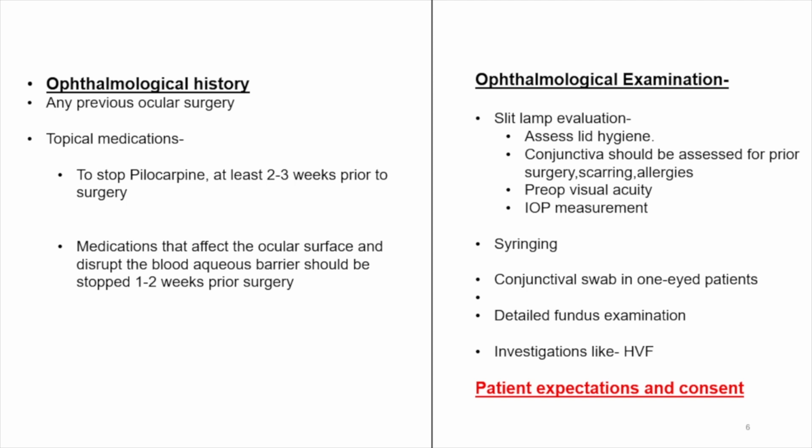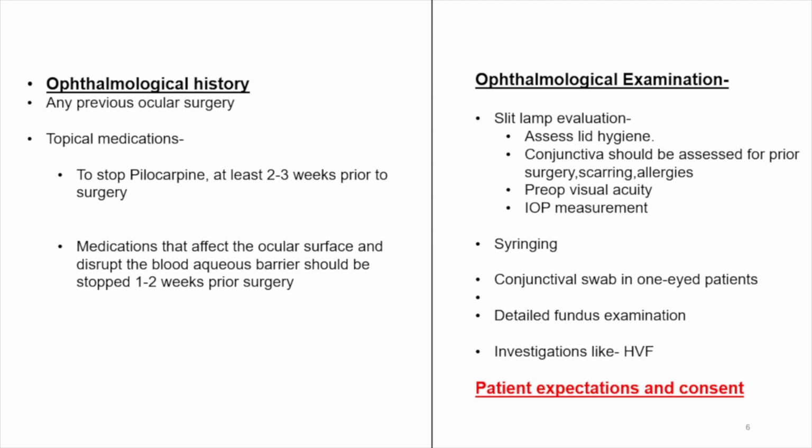Among topical medications, we should stop pilocarpine at least 2 to 3 weeks prior to the surgery, as pilocarpine increases the permeability of the blood aqueous barrier, thereby increasing post-operative inflammation, which in turn can hasten bleb failure. We should also look for medications that affect the ocular surface and disrupt the blood aqueous barrier, and they should be stopped 1 week prior to the surgery. We should also watch out for chronic conjunctival inflammation due to brimonidine and topical carbonic anhydrase inhibitors, and conjunctival hyperemia due to ROCK inhibitors and prostaglandin analogs.